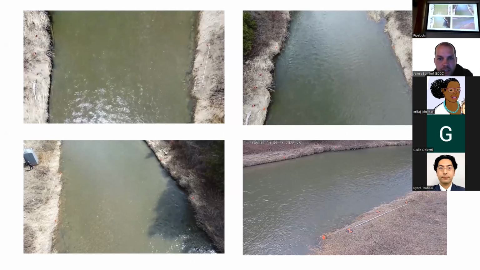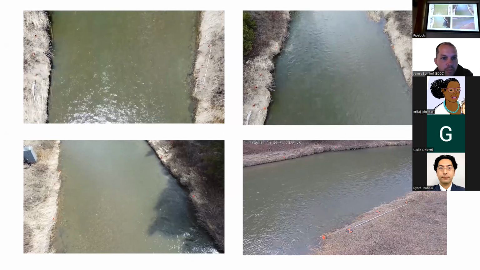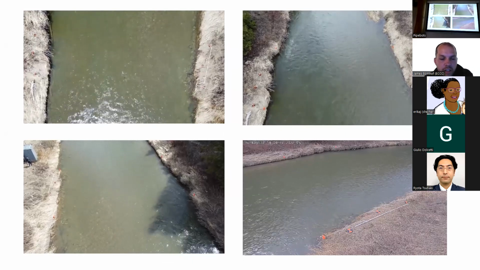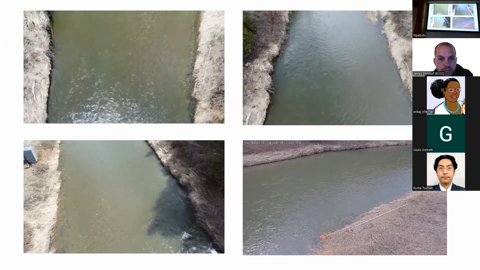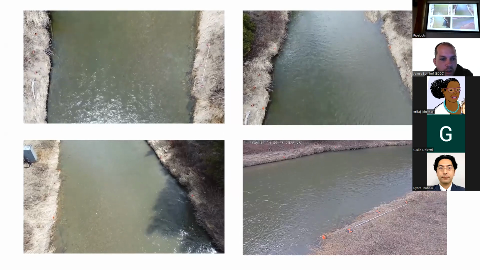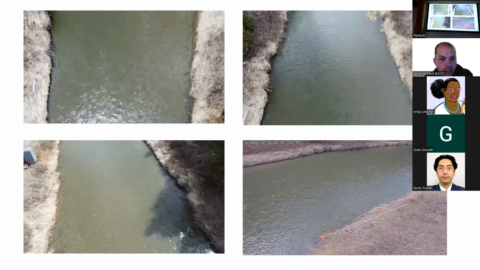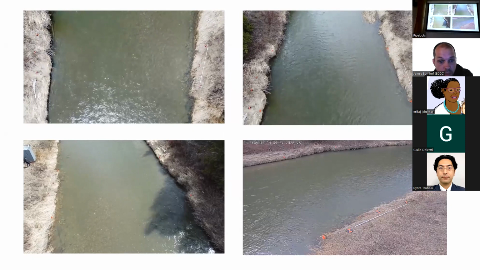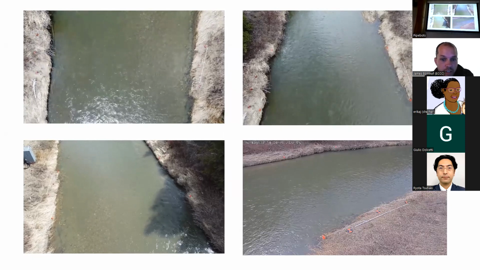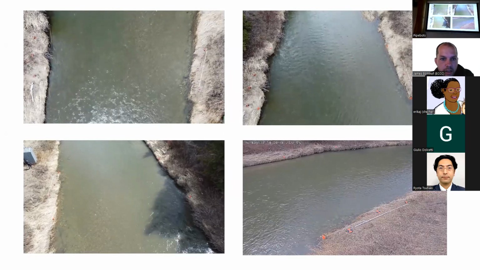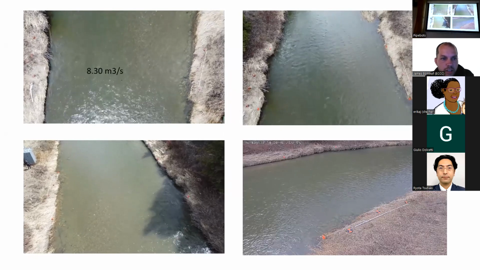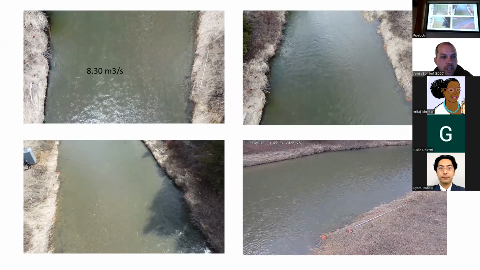This is another site in the mountains. On the top left, we have a nadir video from a drone. On the top right, we have one looking upstream, again from a drone. On the bottom left, we have one looking downstream from the drone. And then we also have a fixed camera at this site, on the bottom right. We went there and took a measurement with all these videos.